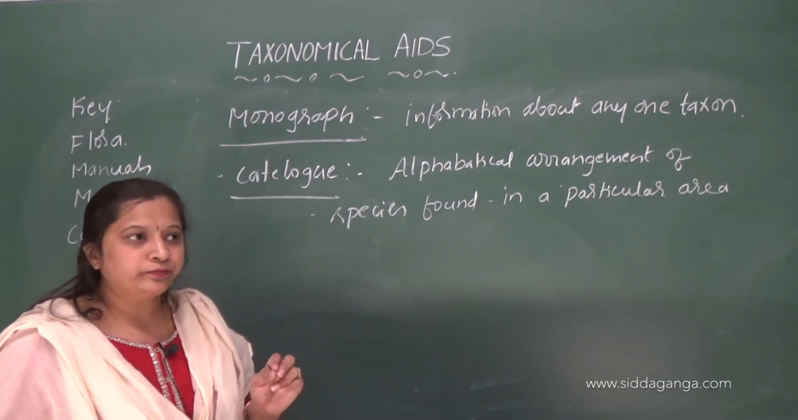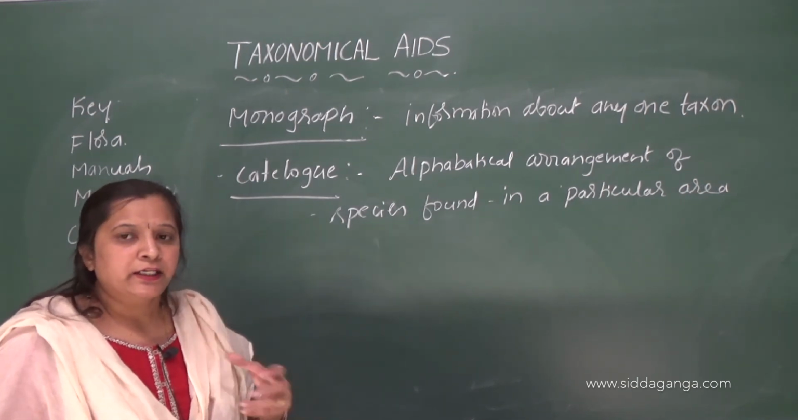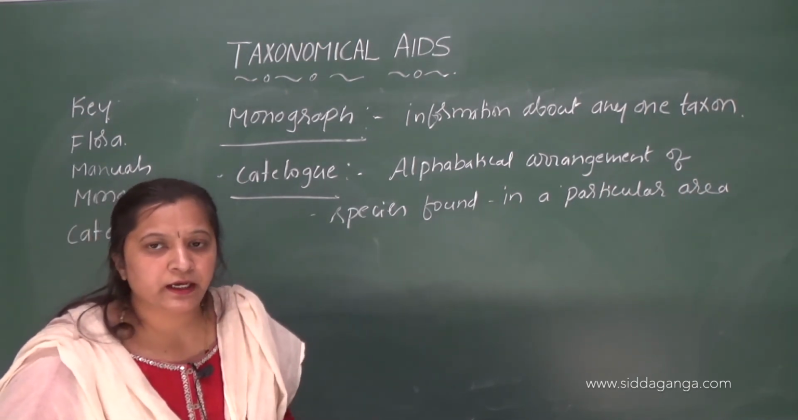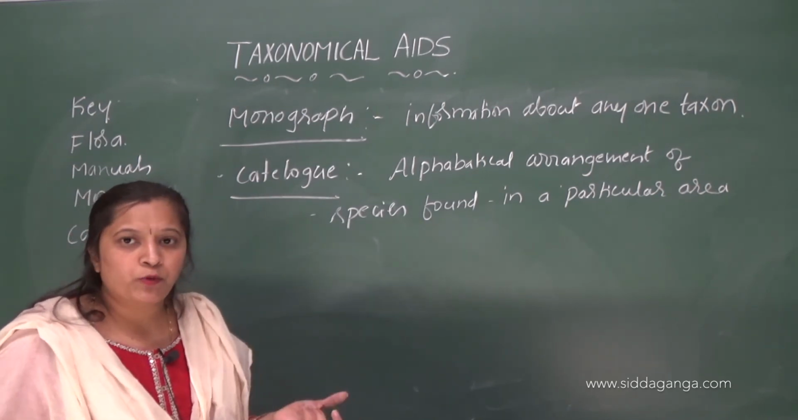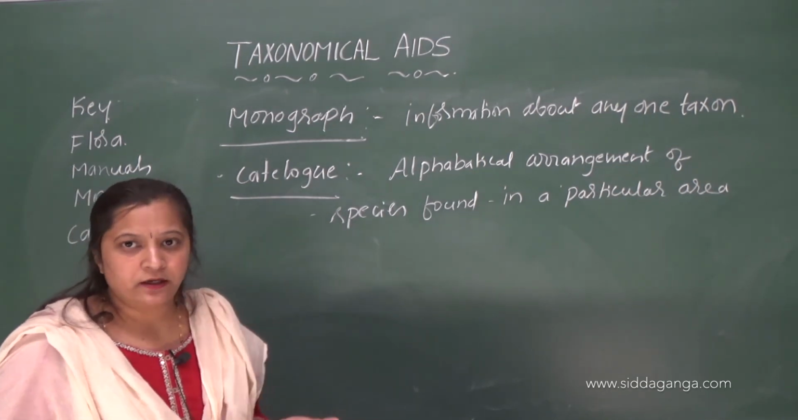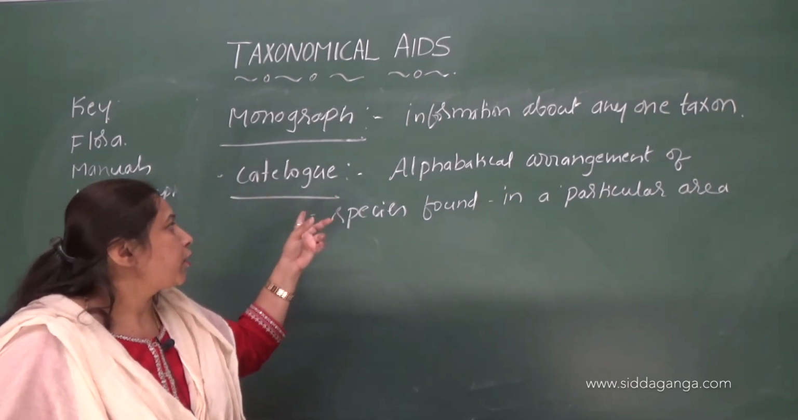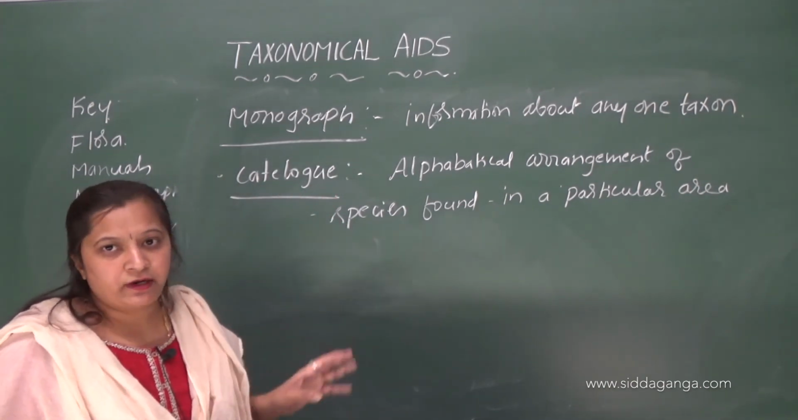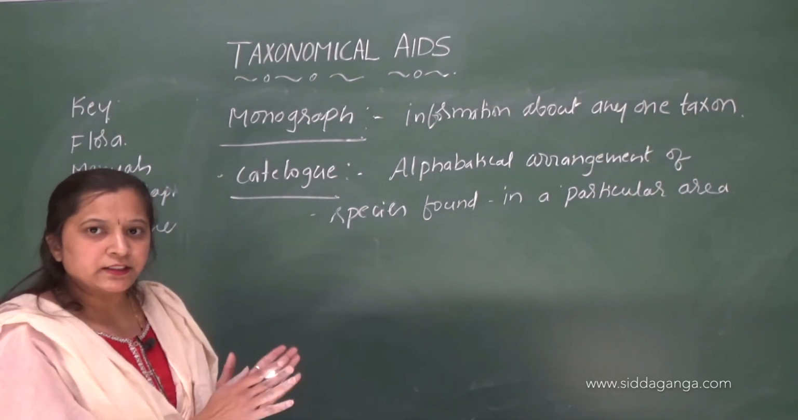So what are taxonomical aids? Explain any 4 taxonomical aids, like that they will ask, or they will ask you to write a note on botanical gardens and herbarium, write a note on museum and zoological parks. So what are keys, what are monographs, what is catalog, like that they will ask. Okay. So this is what the taxonomical aids are.